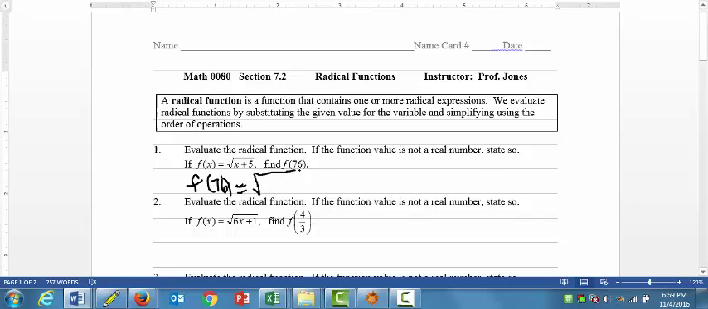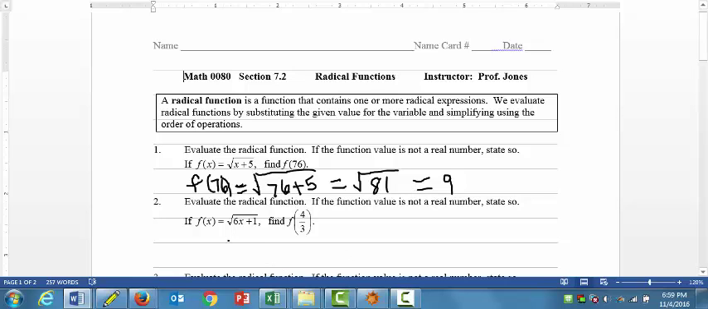Now, a radical is considered a type of grouping, so I have to add 76 and 5 before I apply the radical. Those are grouped together inside the radical. So this is the principal square root of 81, which is the positive number 9.